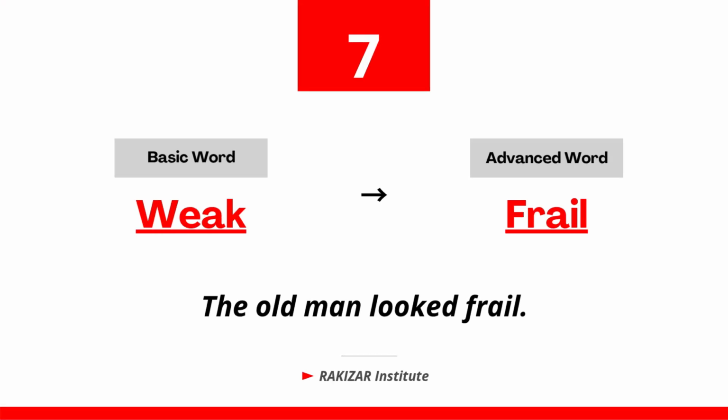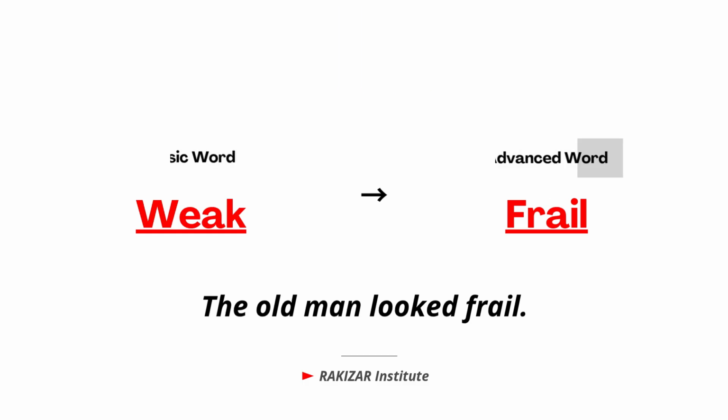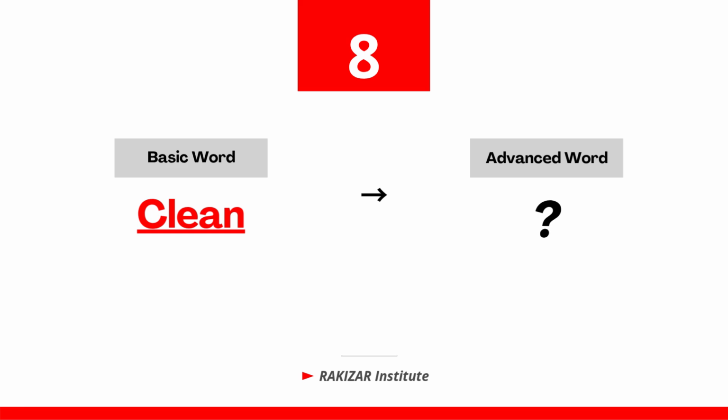Number 7. Basic word: weak. Its advanced word is frail. Its sentence is, the old man looked frail. Number 8. Basic word: clean.